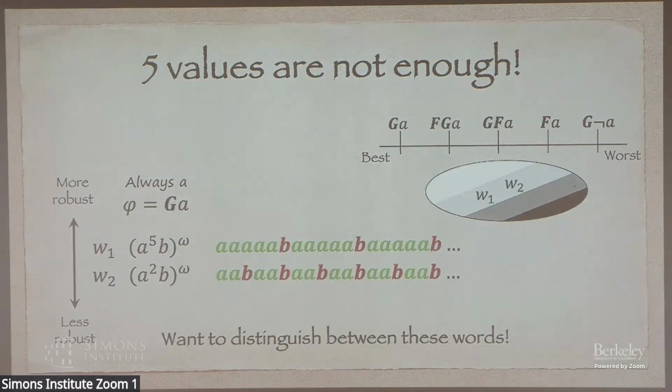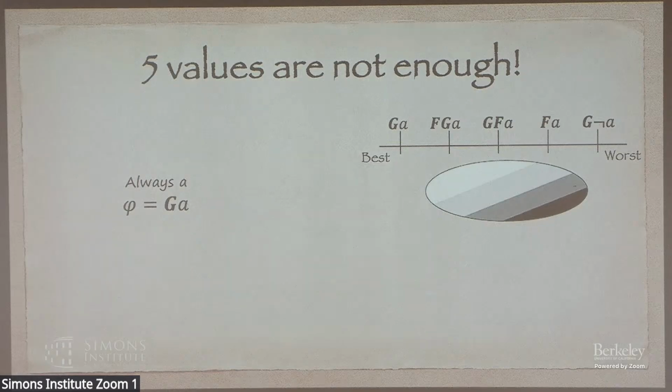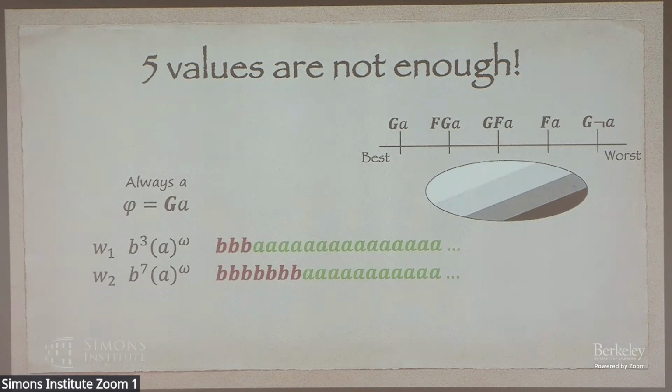So we want to distinguish these words, and an important fact is that this is the case also in this example, where these formulas fall here, they satisfy eventually always A, and we want to distinguish them even though they completely agree on the periodic part. So we want our refinement to consider also the non-periodic part. Yes.